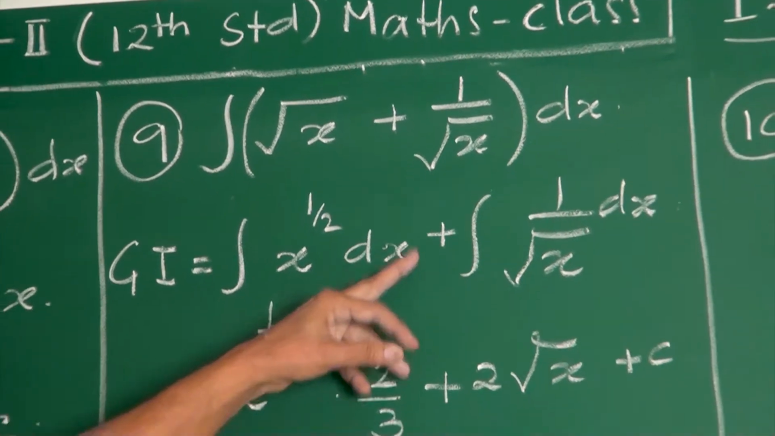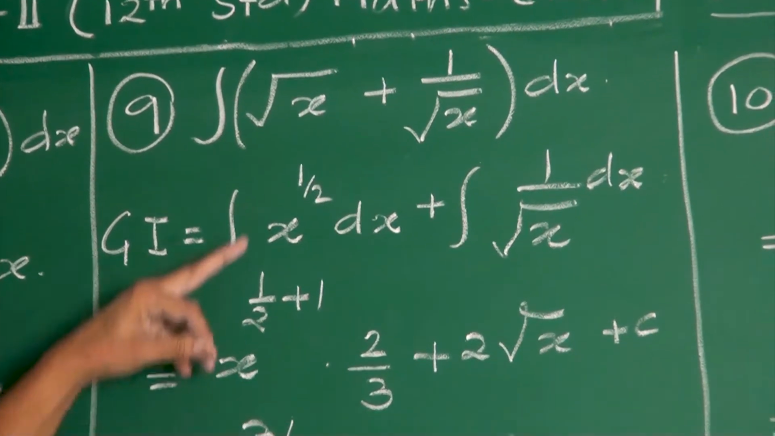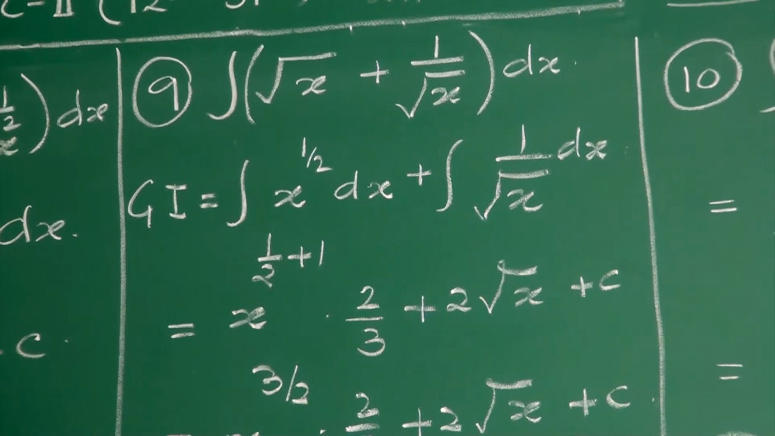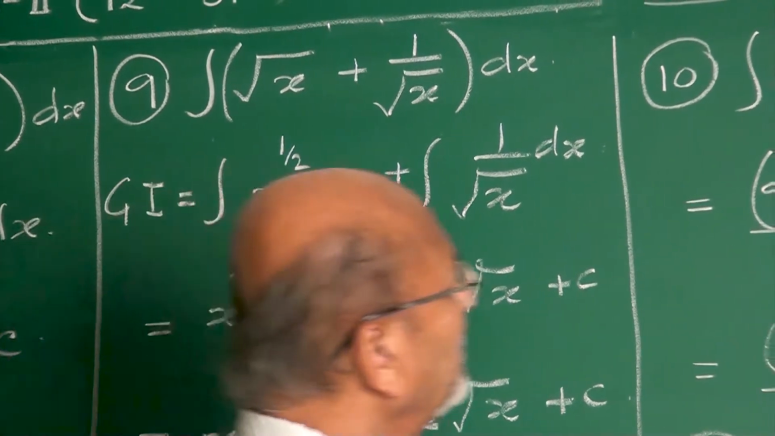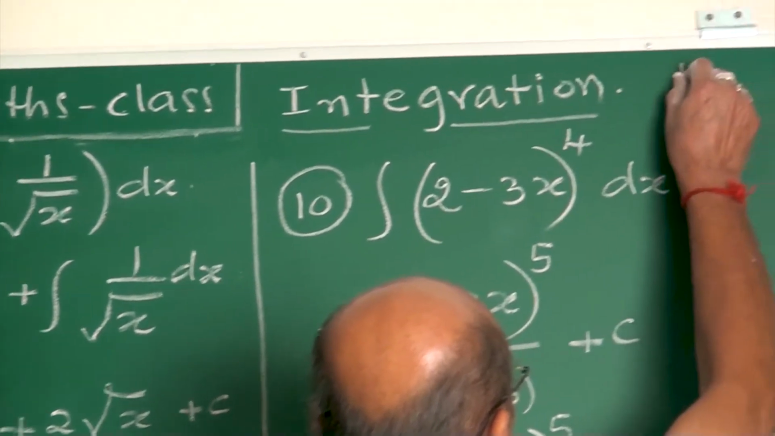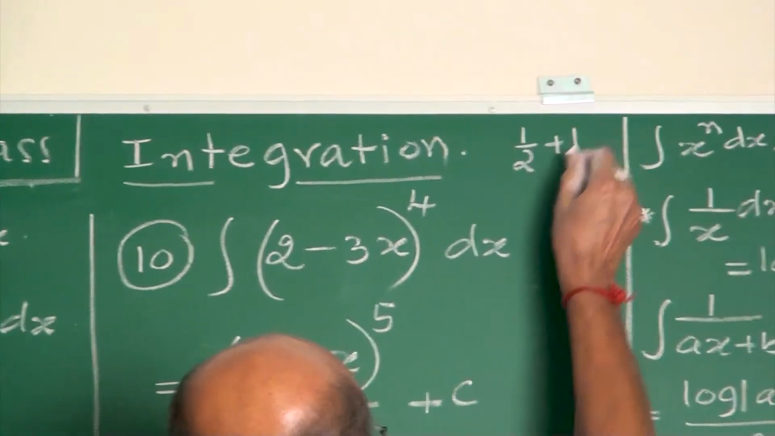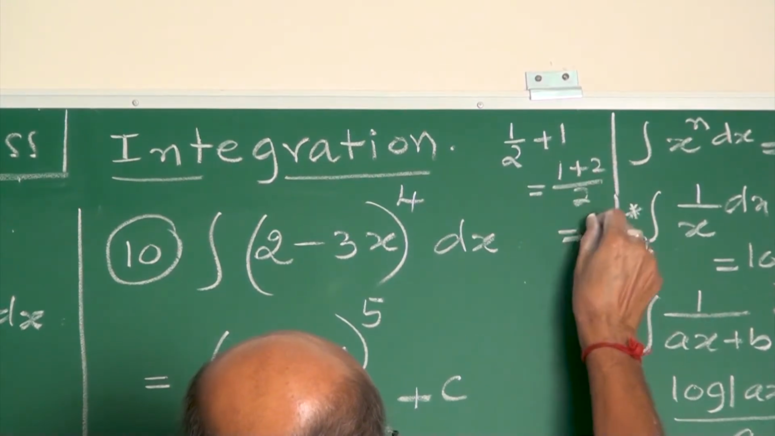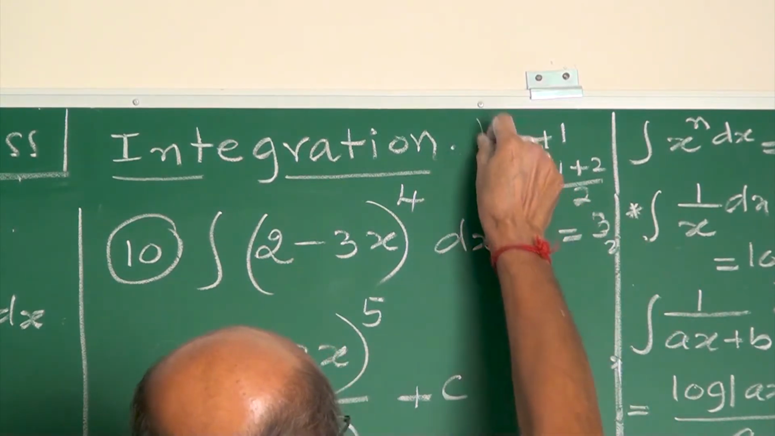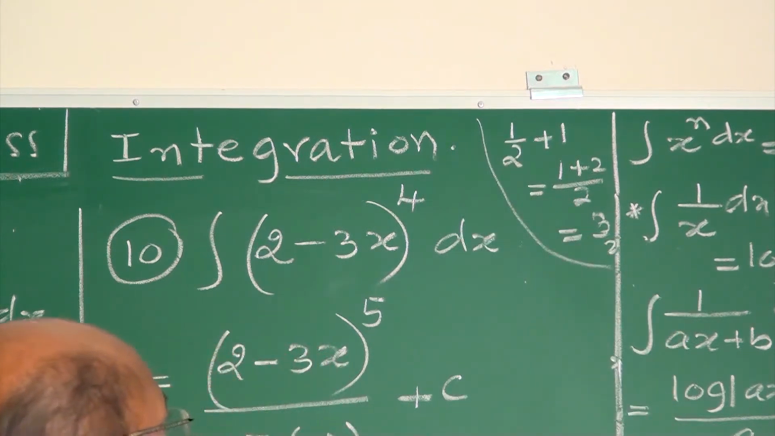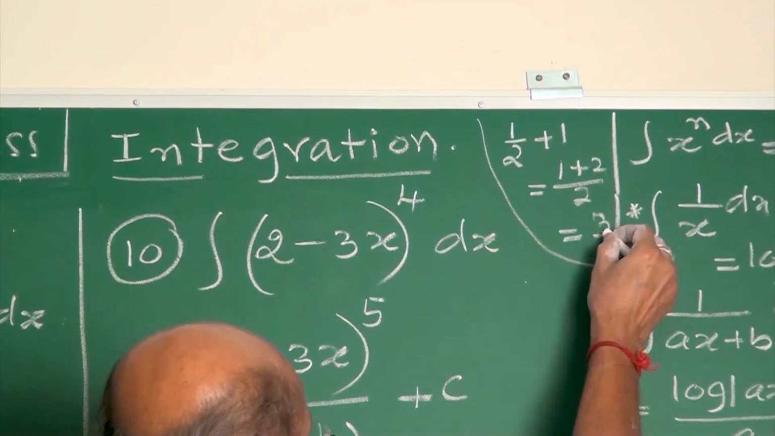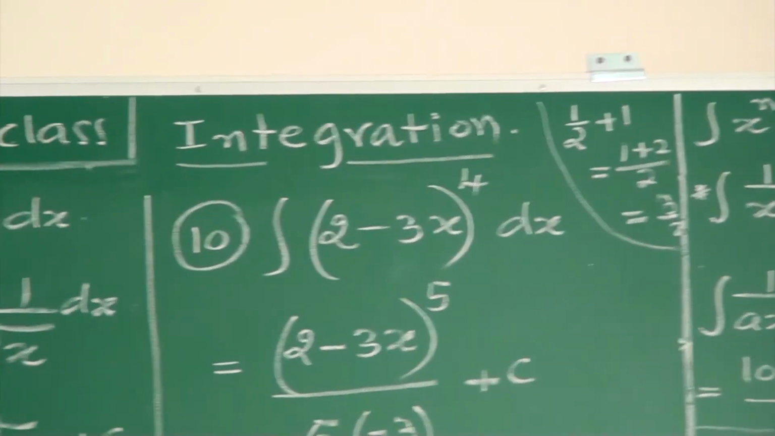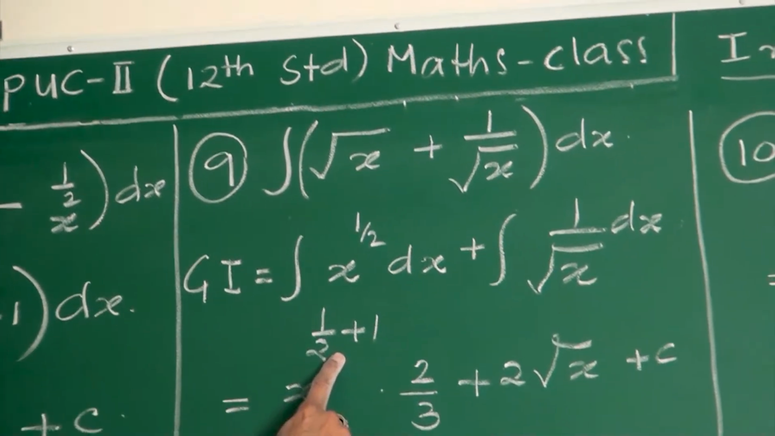Integral of x to the power half plus 1 by root x dx. N plus 1: 1 by 2 plus 1 is 3 by 2. Like this, you can get it many times. Remember this: 1 by 2 plus 1 equals (1 plus 2) upon 2, which is 3 by 2. Wherever you get 1 by 2 plus 1, it is nothing but 3 by 2. Directly you can write 3 by 2.